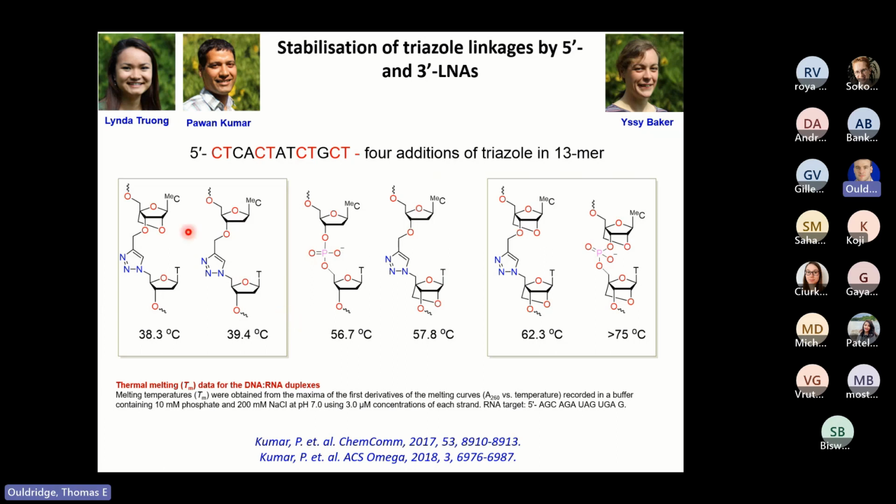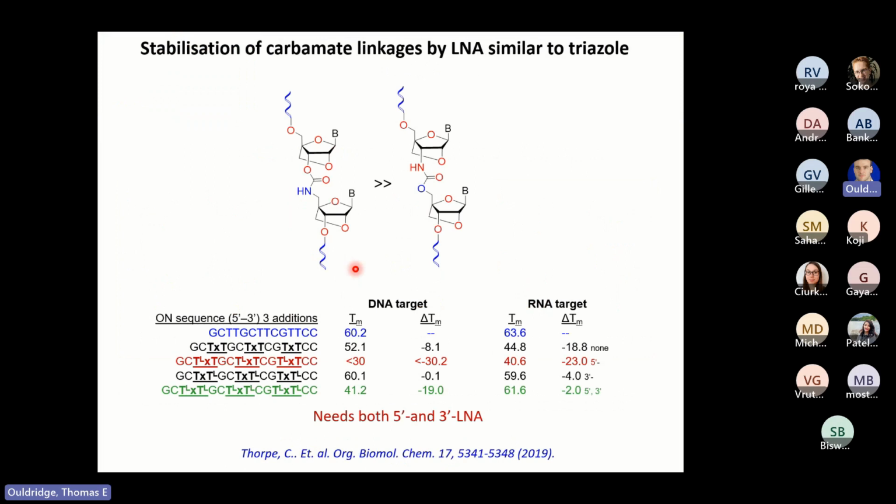Adding a triazole at the 5' side didn't help. But adding a triazole at the 3' side did help. Sorry, an LNA at the 3' side did help. And adding 2 LNAs was highly beneficial. So we ended up with an oligonucleotide which had a better duplex stability than the unmodified. So we've compensated for the instability of the triazole by adding locked sugars to the oligonucleotide to get a duplex which is stable, and we're continuing to work on this.